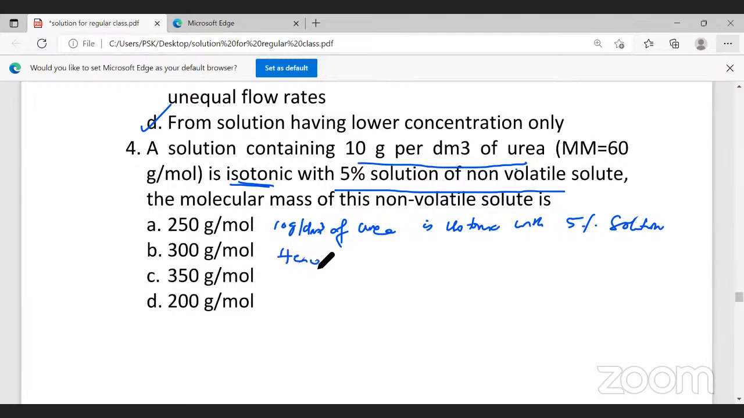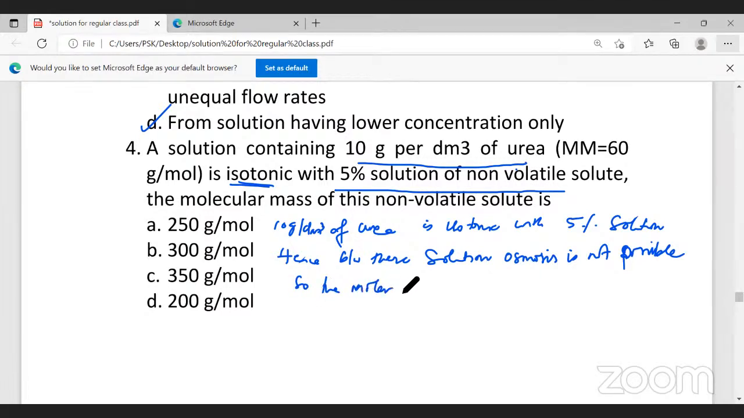Hence, between these two solutions osmosis is not possible, because they have the same osmotic pressure. So their molar concentration will be equal. Their molar concentration should be equal. The number of particles should be equal.